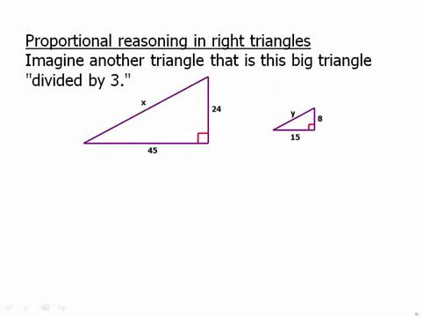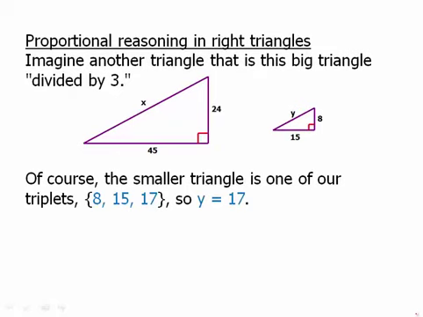So we have the large triangle, our starting triangle, and then we have a scaled down version with the unknown hypotenuse y. Well, of course, that scaled down version looks pretty good because that's actually one of our Pythagorean triplets. Of course, that's the 8, 15, 17 triplet. We don't even have to do any calculations. We can see instantly, well, of course, y just has to equal 17.